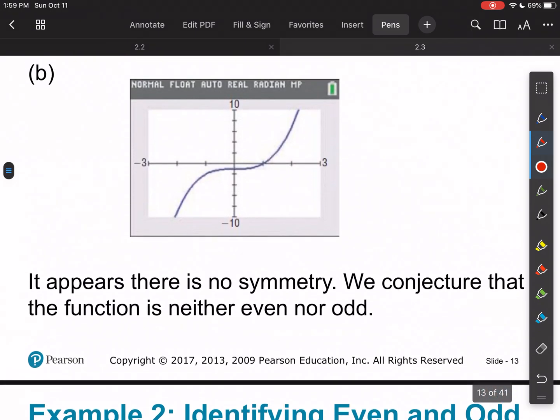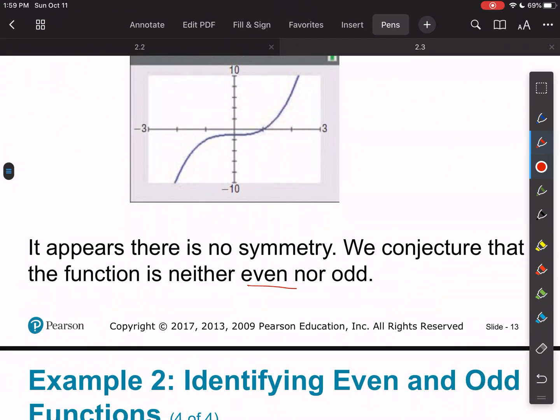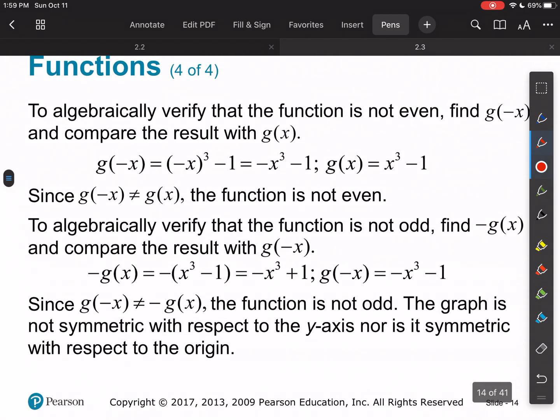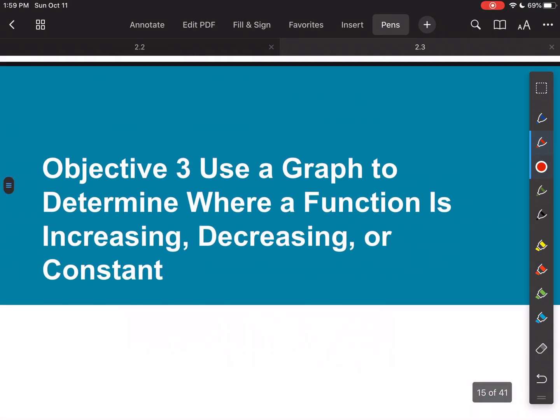So for part B, it appears there's no symmetry, so we conclude after doing the algebra check that this is neither even nor odd. And notice that's what they're doing here. They're plugging in the negative x value, and when they plug it in, they get this guy, right? So therefore, this is not an example of an odd function. You'd have to get the opposite sign on both.